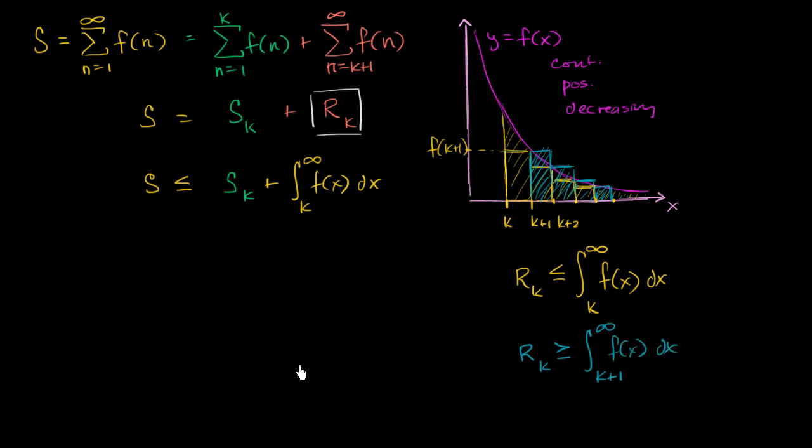And what does that allow us to do? Well, this places a lower bound on this, which will also place a lower bound on this. If this is greater than that, then this is going to be greater than this replaced with the improper integral. So we can write that. So s is going to be greater than or equal to s sub k plus the improper integral from k plus 1 to infinity of f of x dx.